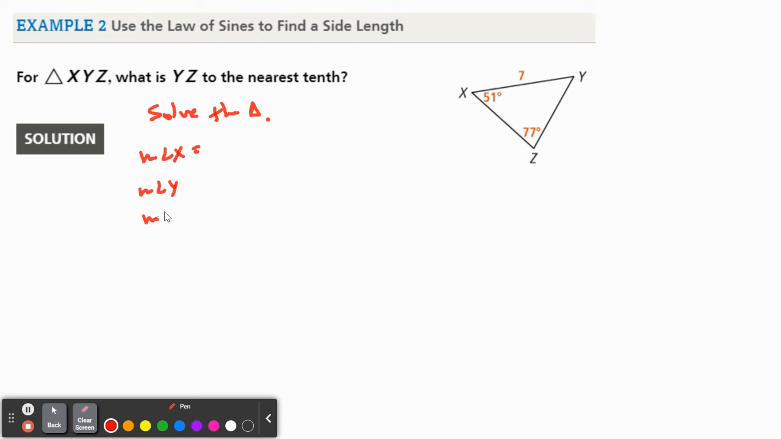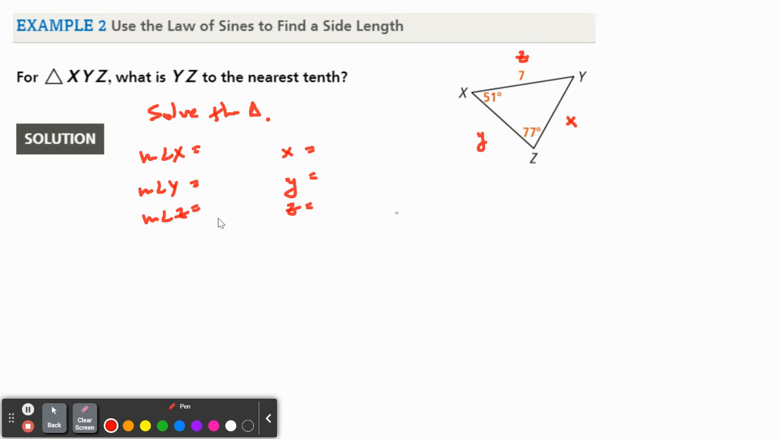What the measure of angle Y is, what the measure of angle Z is, and then I want to know what lowercase x is. I haven't labeled it yet, but if this 51 is x, then this is lowercase x. What x is, what y is, and what z is. If this is angle Y, then Y is here. If that's side Z, then Z is here.